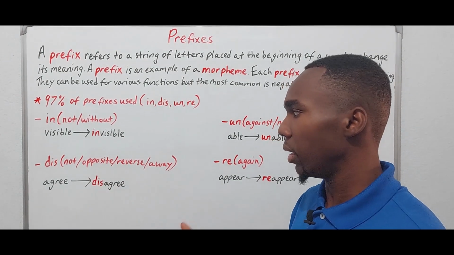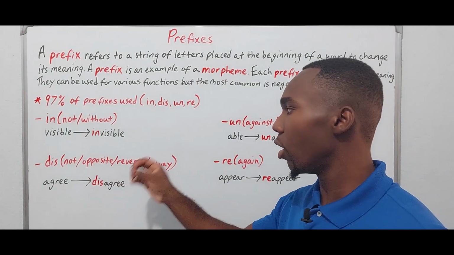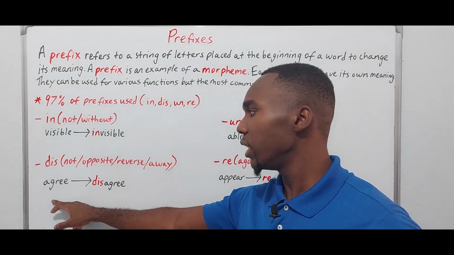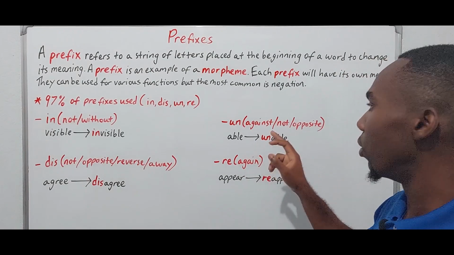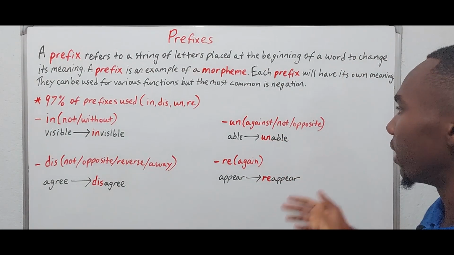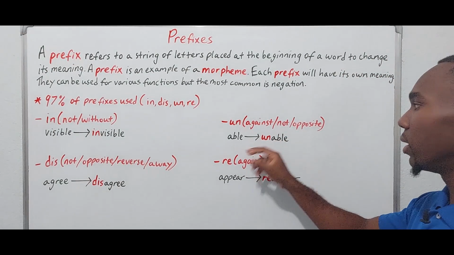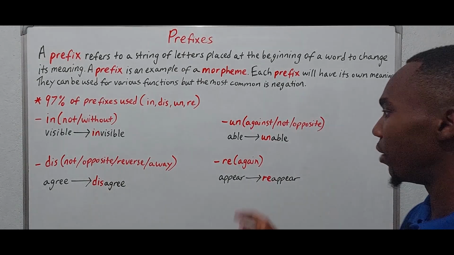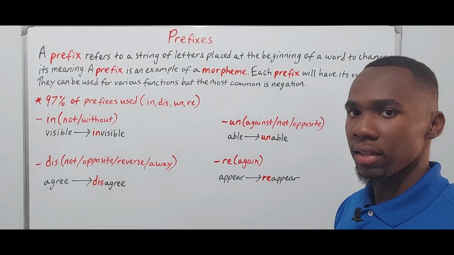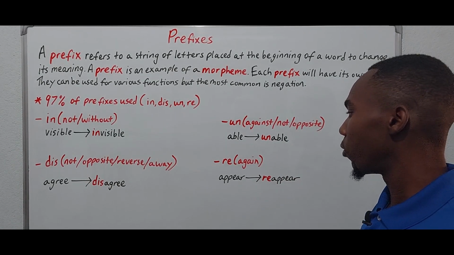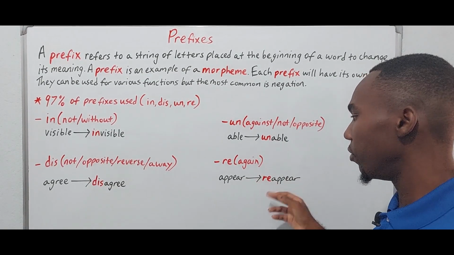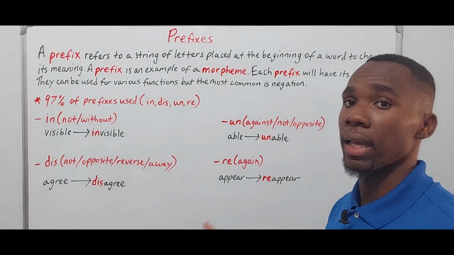It has a variety of meanings: not, opposite, reverse, away, agree, disagree, right? Over here you have un, against, not, opposite, able, unable, and re means again, appear, reappear. So reappear would just mean that you appear again, right?